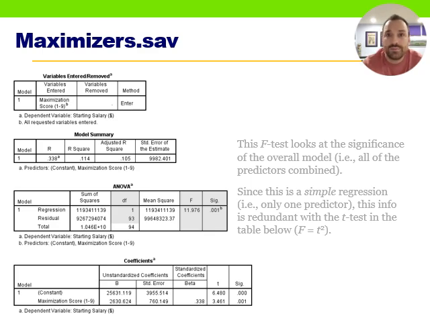But if we had multiple predictors, as we'll see in a couple weeks, we could either look at each predictor individually, or we could look at all of them combined. And if we wanted to look at all of them combined, this is the table where we would look to do that. Again, just putting this on your radar for now. We'll come back to this in a few weeks when this becomes more important.